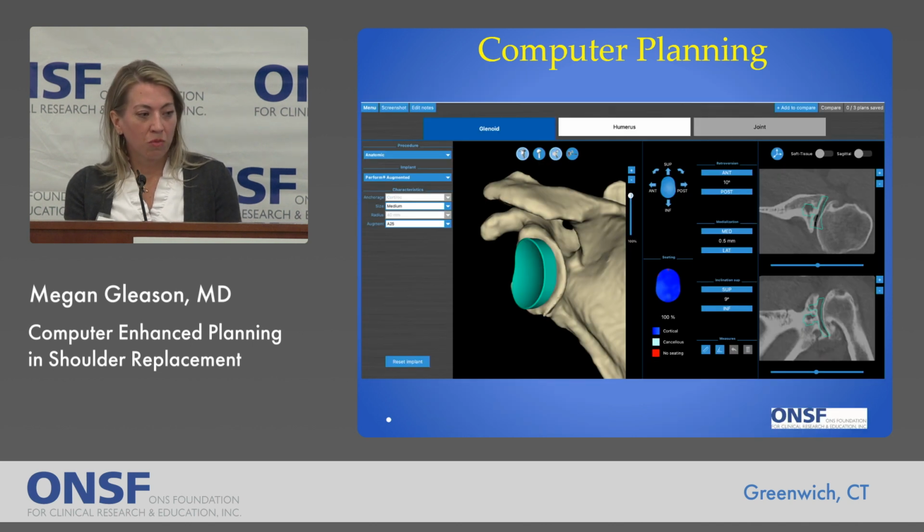This is another system. This is one I use frequently, and again, it gives us nice 3D pictures. It really gives us a sense of the shape of the bone. Are there bone cysts? Are there bone spurs? You know, where are things relatively speaking to where our implants are going to be placed?